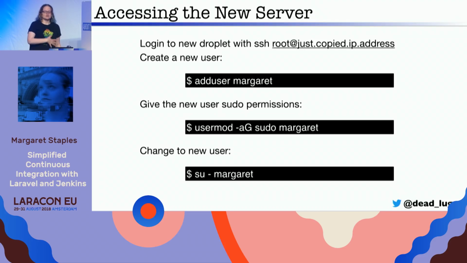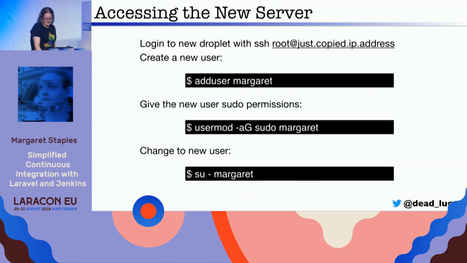All right, so we're going to log into the new droplet using root at the IP address we just copied. And then we are going to create a non-root user, because getting out of root as quickly as possible is always step one. So I created a user named Margaret for reasons. You might want to use a different name, but if you want to use Margaret, that's fine too. Then you want to give them sudo access and su into that user.